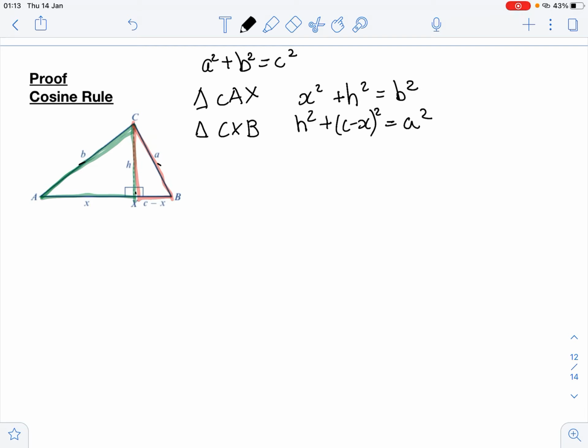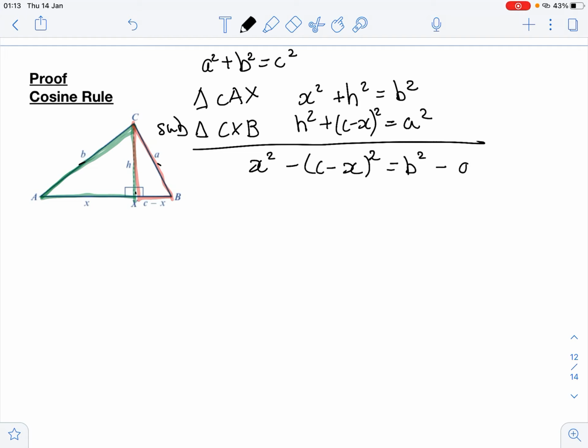Then we're going to subtract to get rid of the h term. Then we can solve, so we're going to subtract the two equations. As we can see, h squared minus h squared becomes nothing. Then x squared minus (c minus x) squared will equal b squared minus a squared.